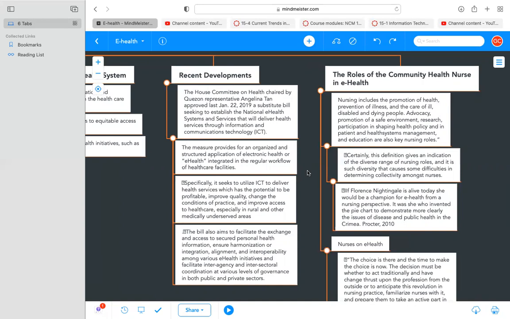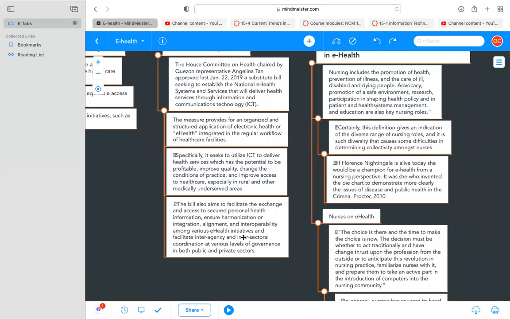Specifically, the bill seeks to utilize information and communication technologies to deliver health services, which has the potential to be profitable, improve quality, change the conditions of practice, and improve access to healthcare, especially those in rural and other medically underserved areas. The bill also aims to facilitate the exchange and access to secured personal health information, ensure harmonization or integration, alignment, and interoperability among various e-health initiatives and facility, and facilitate interagency and intersectoral coordination at various levels of governance in both public and private sectors.